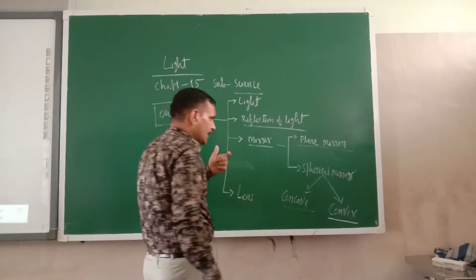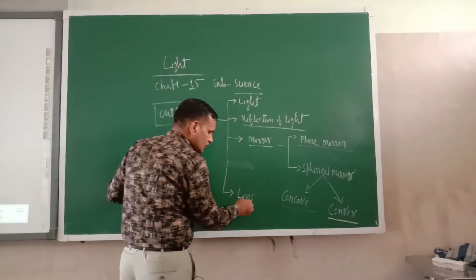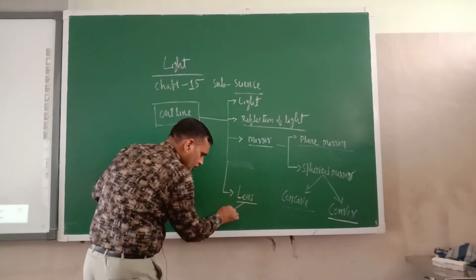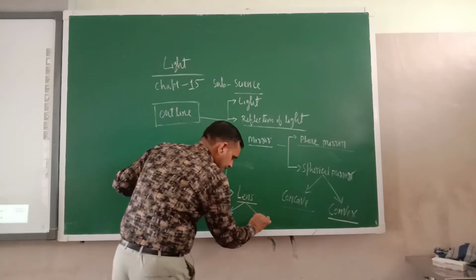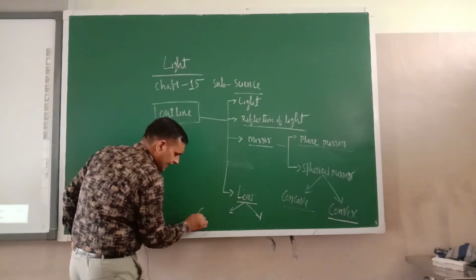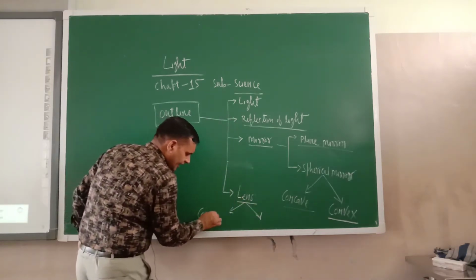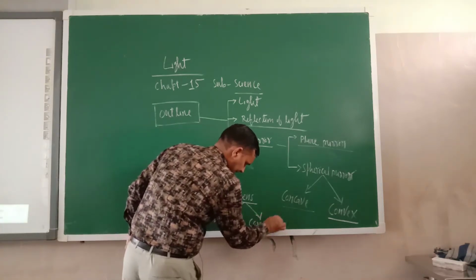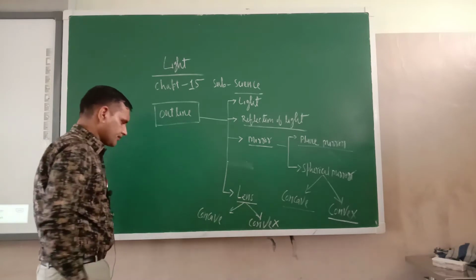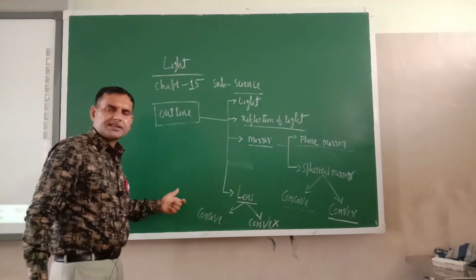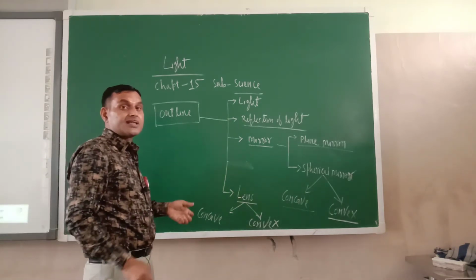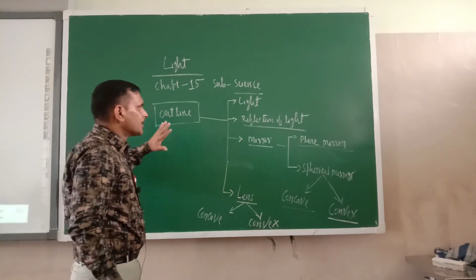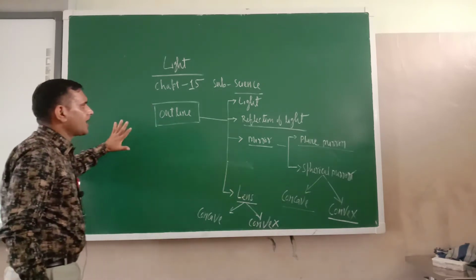Just like a mirror, lenses are also reflecting surfaces. They are also two types. The first one is the concave lens, another one is the convex lens. They are also known as converging and diverging lenses. So these are the outline of this chapter.